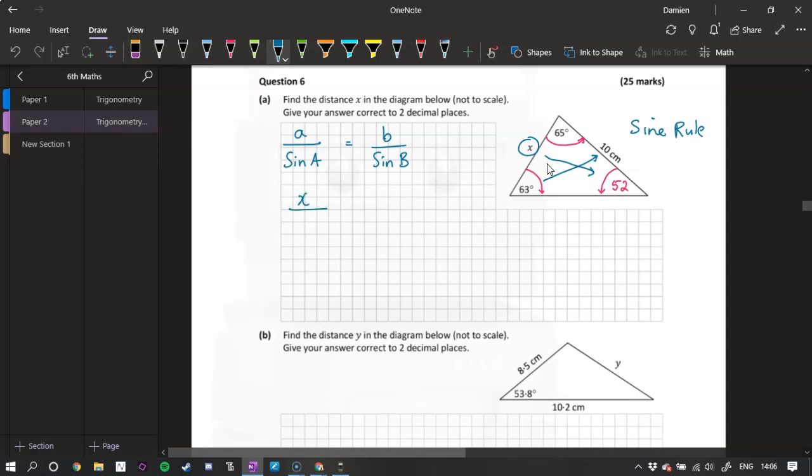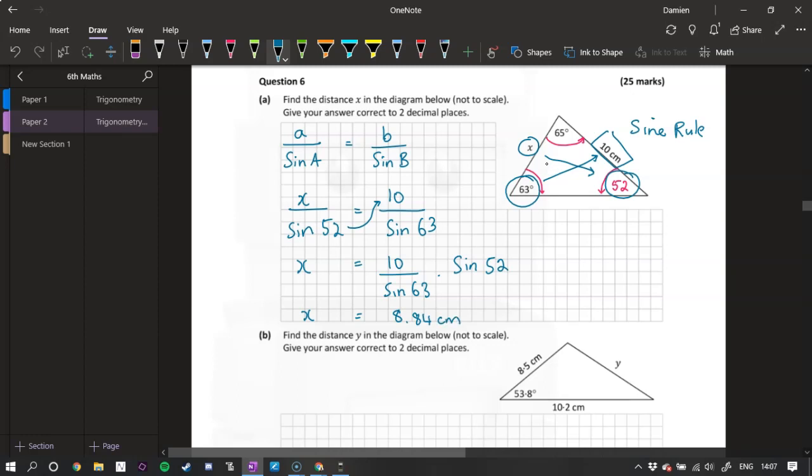So we've got x over the sine of the angle that it's opposite of x, which is 52. So that equals then b, which is 10 cm. The small letters are always the sides, all over the sine of b, which is opposite it, which is 63. So that means x then is equal to 10 over sine 63 multiplied by sine of 52. You bring the sine of 52 up and you multiply it on the top. And again, same thing, throw it into the calculator, you end up with x is equal to 8.84 centimeters.